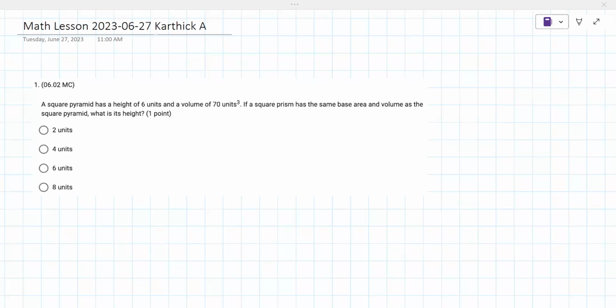All right, so a square pyramid has a height of 6 units and a volume of 70. A square prism has the same base and the same volume as the square pyramid. What is its height? I feel like we did a question just like this yesterday.